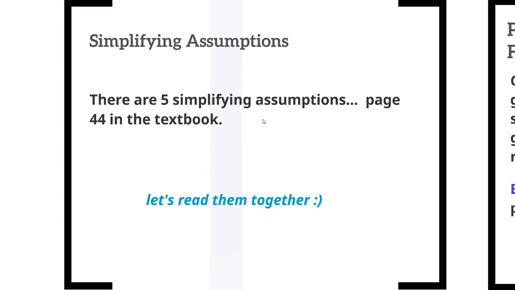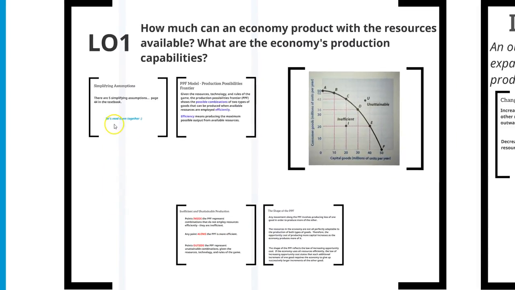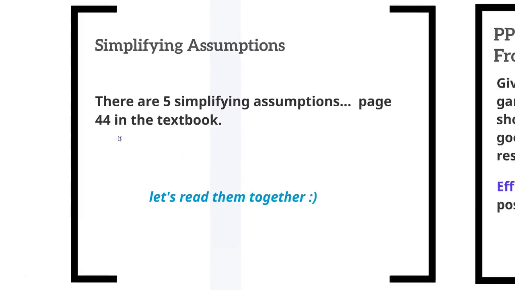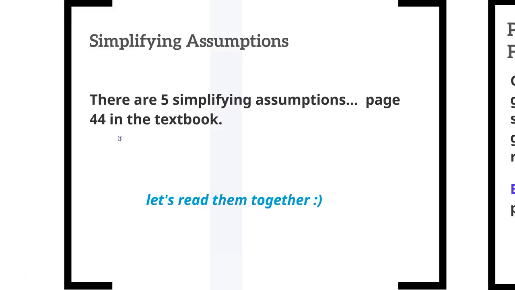We have simplifying assumptions. They're on page 44, and I'm going to read them. There are 5 simplifying assumptions on page 44 in the textbook. If you're there in the textbook with me, that would be awesome to follow along. I hope I've stalled enough for you to be able to get the textbook open.